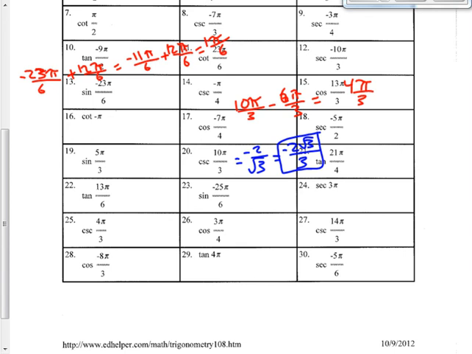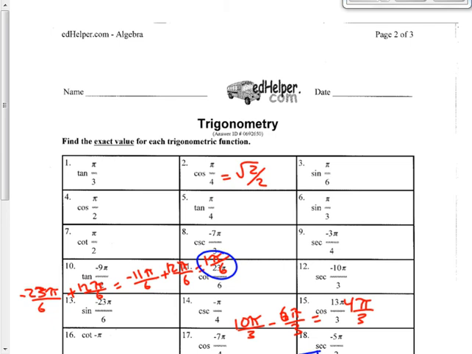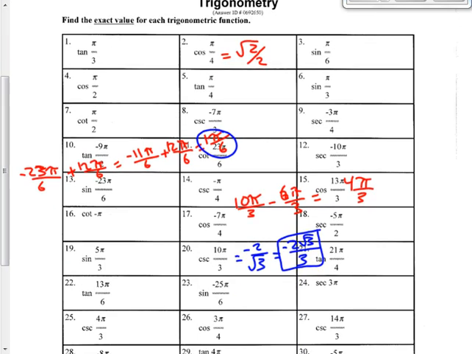Now let's go back to 13. We ended up here at pi over 6, and we were looking at sine of pi over 6. So come back here. Sine of pi over 6 is right here at 1/2. So we just didn't finish the problem. We did all the coterminal angles stuff, but we didn't actually answer the question. The exact value at pi over 6 of sine is 1/2.